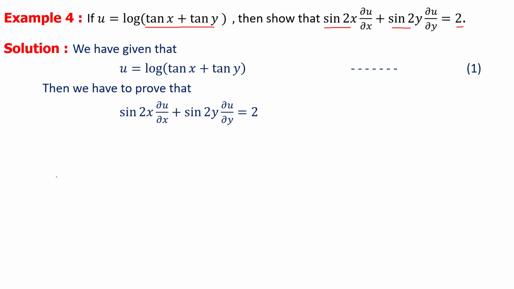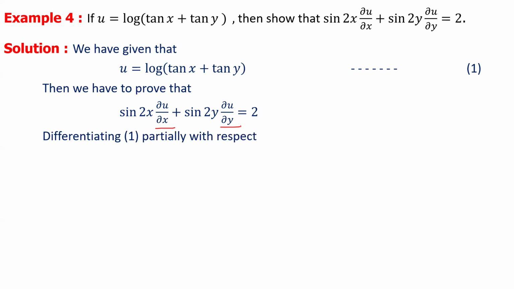So what is our aim in this example? In this example, we first have to find the partial derivative of u with respect to x, and similarly the partial derivative of u with respect to y. Then we will multiply ∂u/∂x by sin 2x and ∂u/∂y by sin 2y, and simplify it, and we get the right hand side, which is equal to 2. So our first aim is to find the partial derivative of u with respect to x and with respect to y.